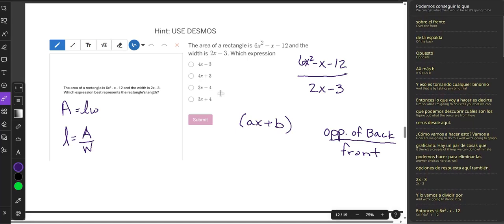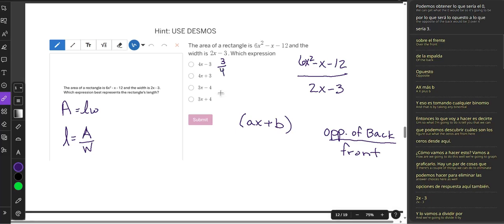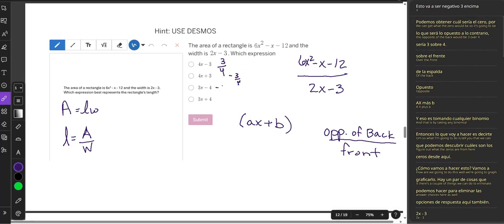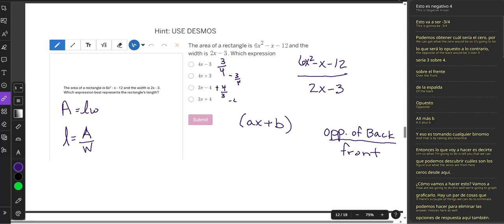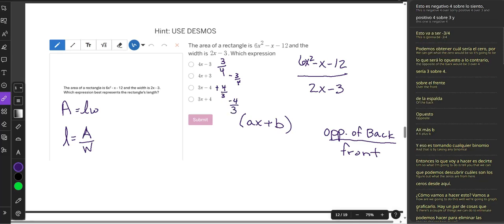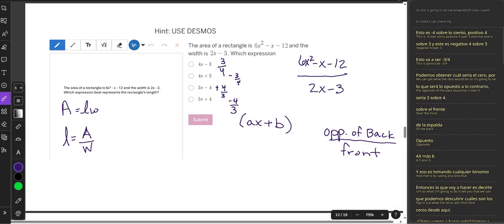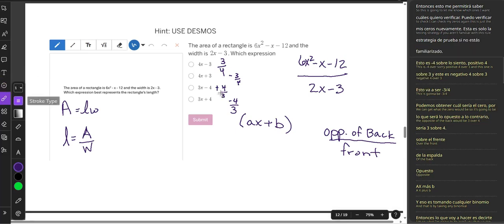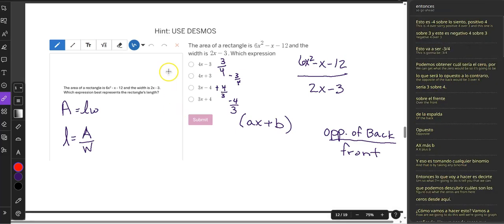So it's going to be the opposite of the back, which would be 3 over 4. This is going to be negative 3 over 4. This is negative 4 over, sorry, positive 4 over 3. And this one is negative 4 over 3. So this is going to let me know which ones I want to check. I can check my zeros. Again, this is just a testing strategy. If you aren't familiar with this rule, will it matter if you check all of them? No. Okay. So go ahead and check them all if you need to.